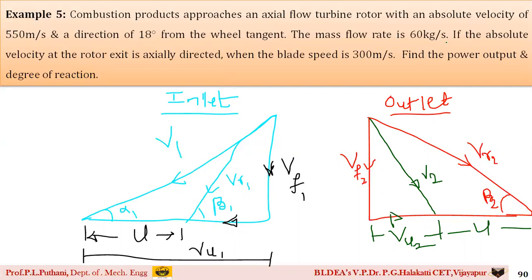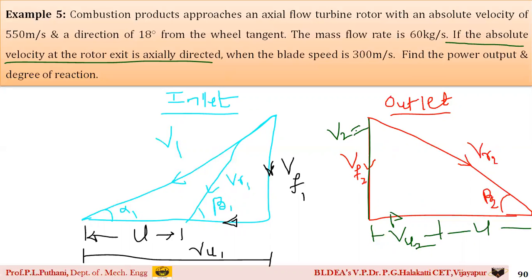That is, he says that if the absolute velocity at the rotor exit is axially directed, so absolute velocity at the rotor exit is this one, V2. He says it is axially directed, which means it is overlapping on this one. So when it is overlapping on this one, the new velocity triangle will be in this particular fashion. This is invisible, which means it is moving and overlapping on VF2. So therefore, it is just a right angle triangle, outlet velocity triangle, where V2 is equal to VF2.